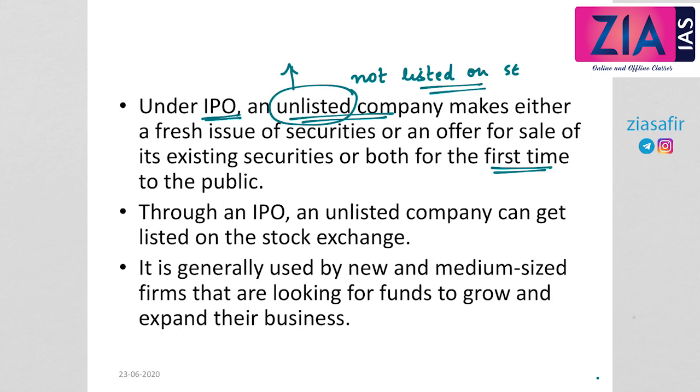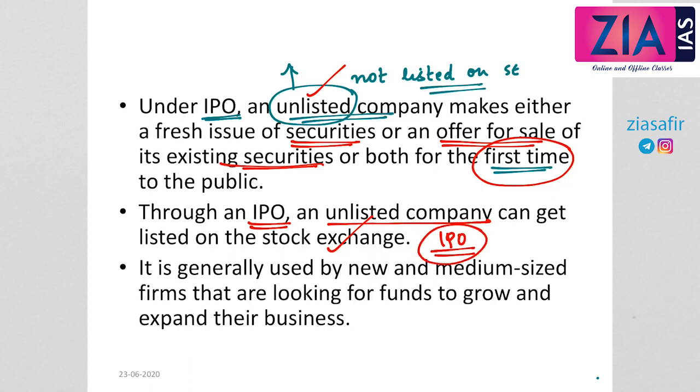Under an IPO, an initial public offer, an unlisted company makes either a fresh issue of securities or an offer of sale for its existing securities, or both, for the very first time to the public. Through an IPO, an unlisted company, which is a company that is not listed on a stock exchange, can get listed on a stock exchange or the secondary market.